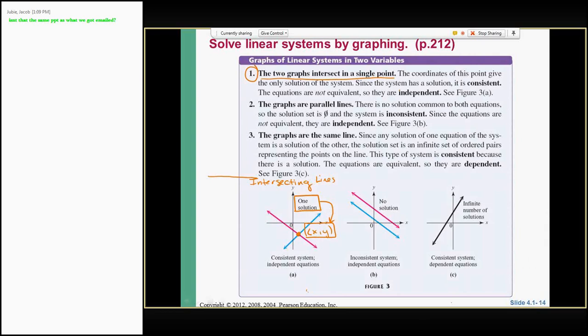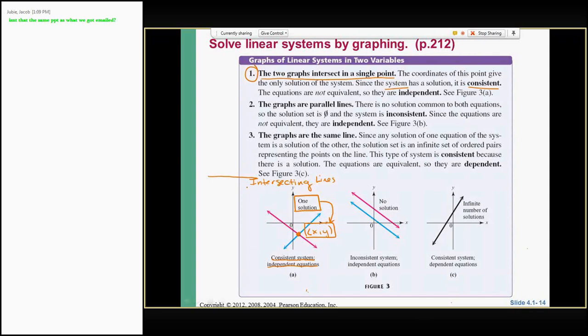It's consistent. But down here you can just read that. It's a consistent system, and the equations are independent. So if they ask you any of that information, just refer to this chart. It's on page 212 as well. You don't have to memorize the stuff down below. Okay, now, I want to talk about slopes a little bit.